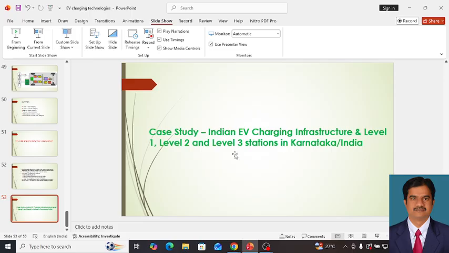Case study: Indian EV charging infrastructure and also level 1, level 2, level 3 stations in Karnataka or India.